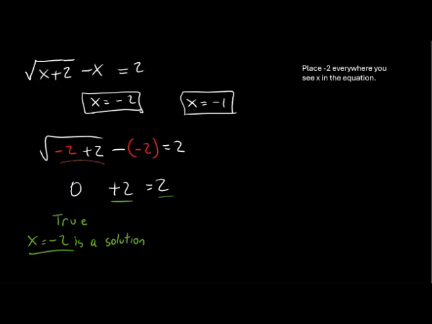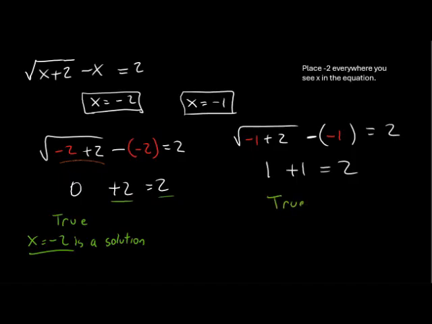We will now repeat the process with negative 1. We will have the square root of negative 1 plus 2. Then we'll have minus negative 1 equals 2. If we take negative 1 plus 2, we will get 1, and the square root of 1 is still 1. Negative of negative 1 gives positive 1. This will equal 2. So this statement says 1 plus 1 equals 2, and that is a true statement. This means that negative 1 is another solution.